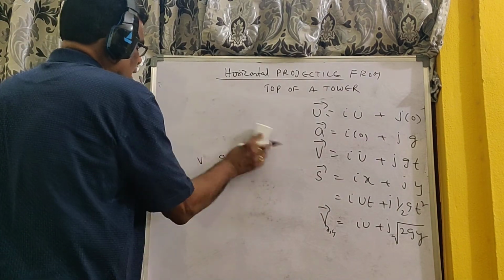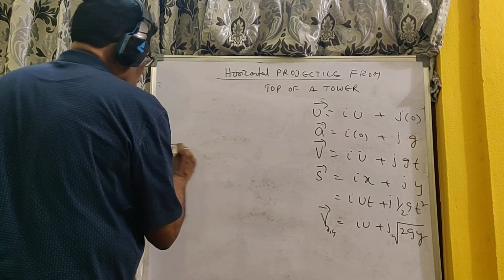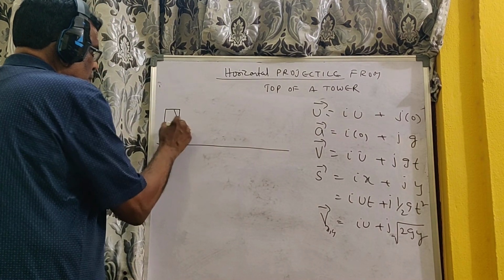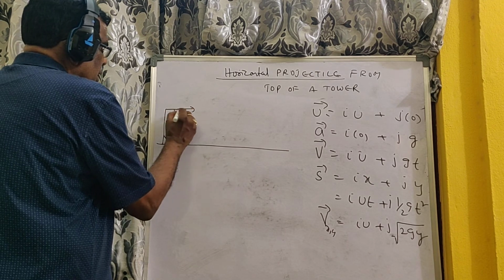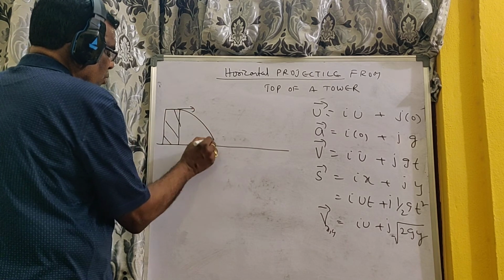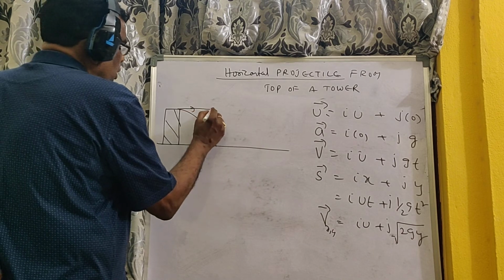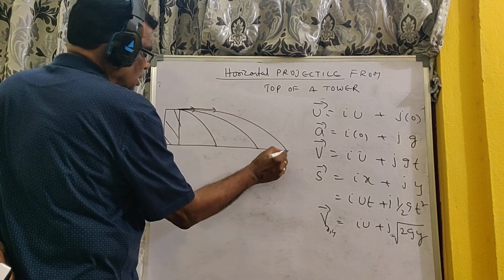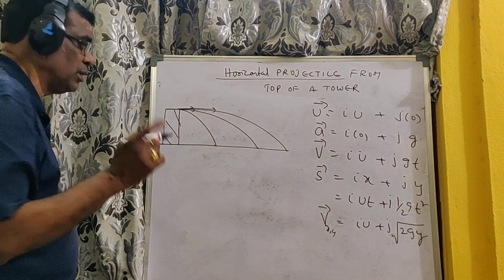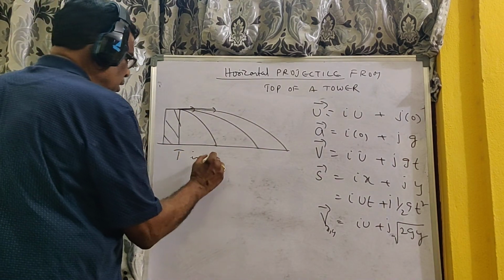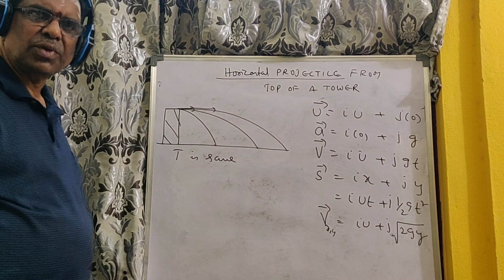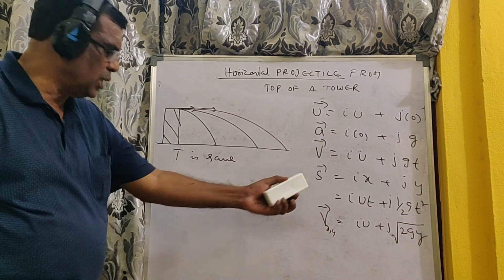Now this I'll explain it to you in a pictorial form. For example, I am projecting it like this, so it will come here. I may project it with more value, it may go there, or still more value, it may go there. But remember, t is same for all these cases.